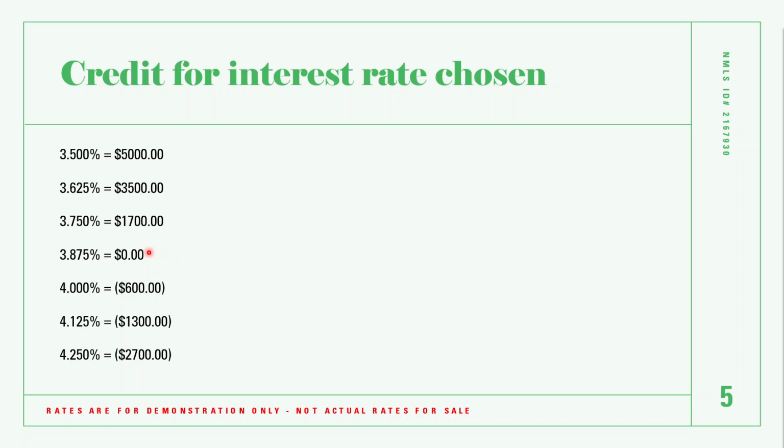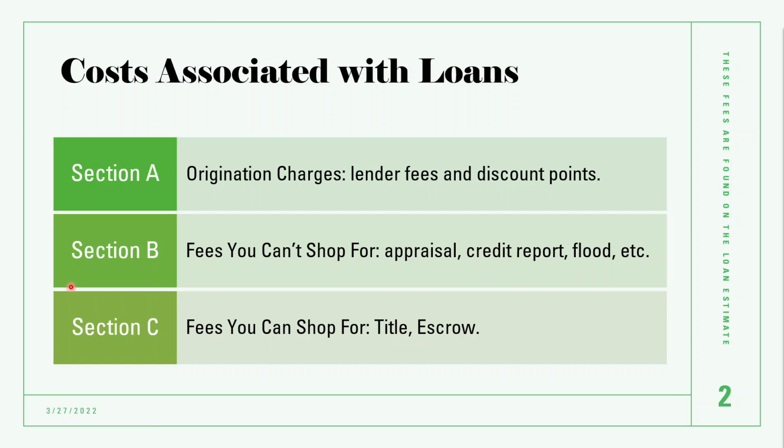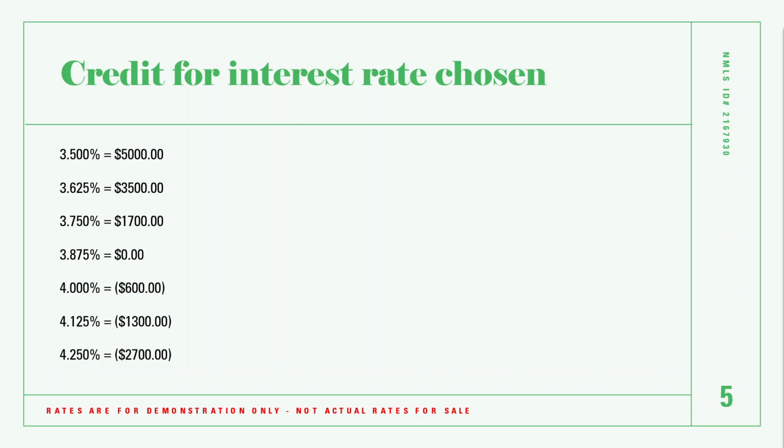But as I mentioned in the previous slide, the B section and C section charges here could still amount to about $2,000 on a loan in California. That's about $400,000 or $500,000. So you can choose a higher interest rate to pay for some of that $2,000.